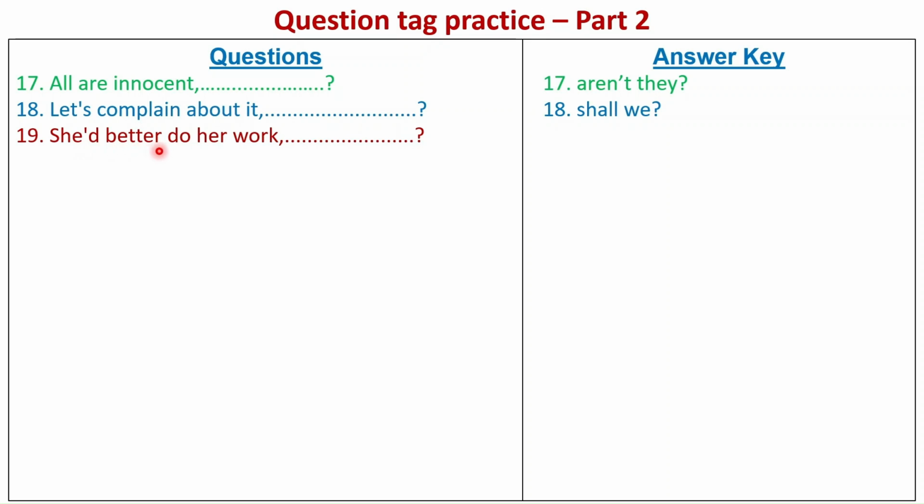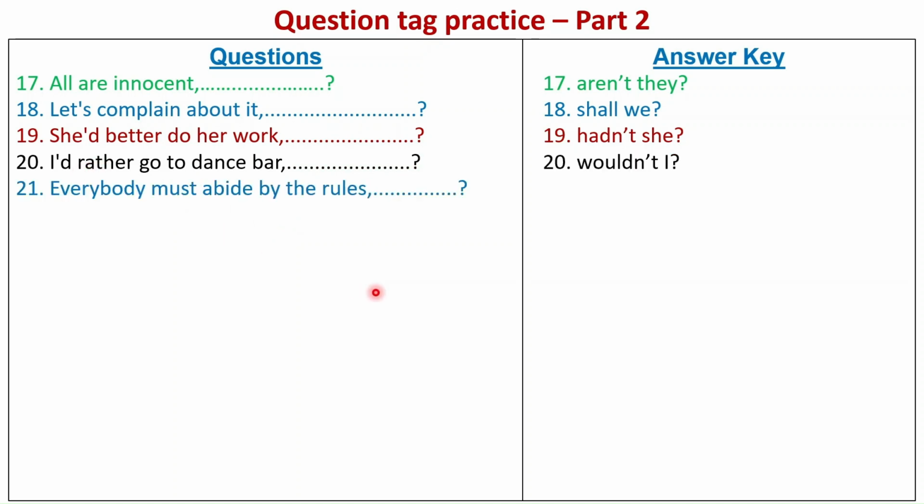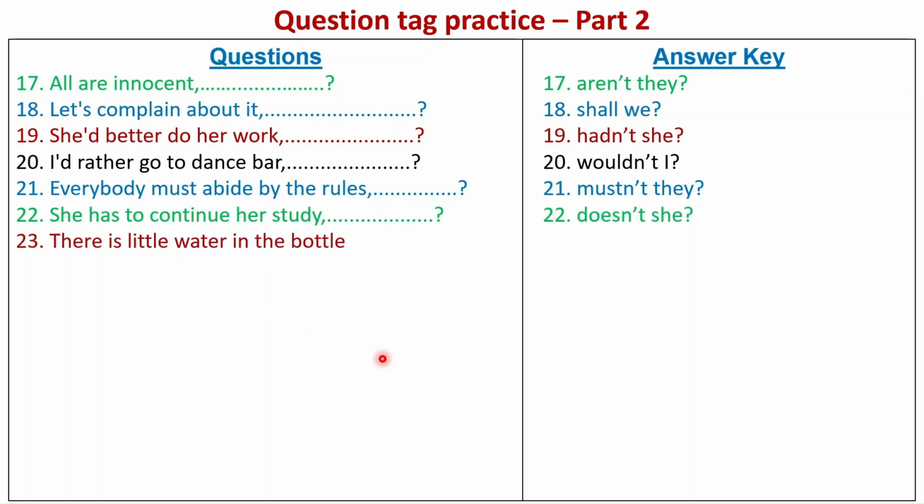She'd better do her work. Apostrophe D plus better. It means this is had. Hadn't she? Rather. Wouldn't I? Everybody must. Mustn't they? She has to continue her study. Has to plus V1. Doesn't she? There is little water in the bottle. Little makes this sentence negative. Is there?